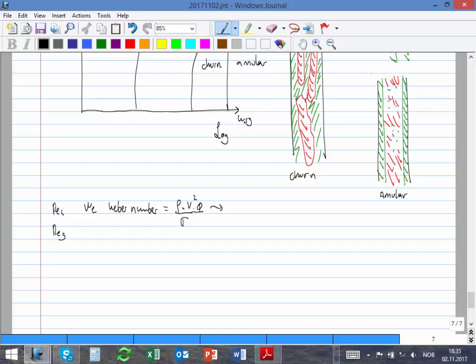Reynolds is measuring inertia with respect to viscous forces. The Weber number is also inertia. It is very important for droplets: inertia is trying to tear the droplet apart, and surface tension is trying to keep the droplet or the bubble together. Then you have one for the liquid, one for the gas, and you also have the Froude number, which you use in channels, if you have any course on channels. It relates velocity and gravitational force, and it is very important for stratified flow, where inertia is trying to destabilize and create waves, while gravity is trying to separate the fluids.